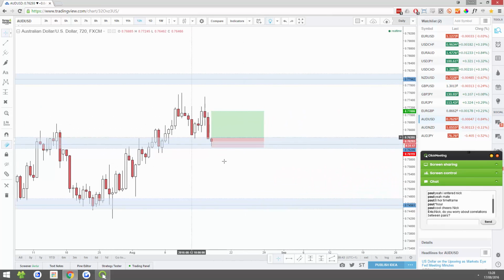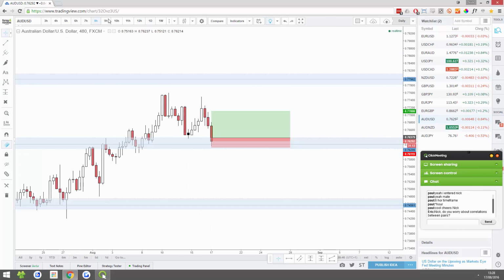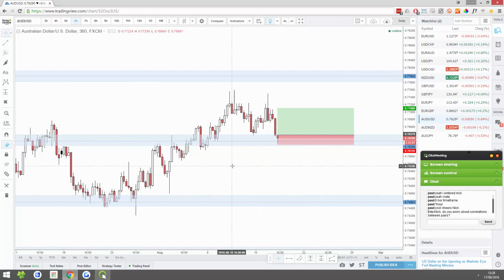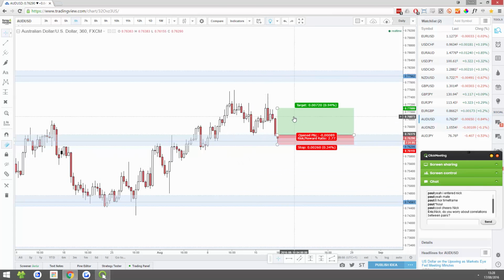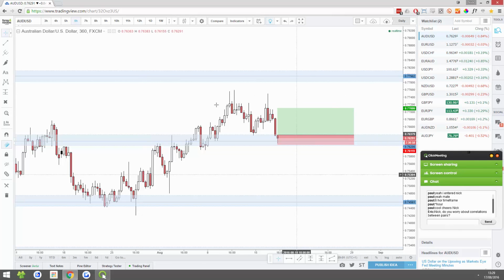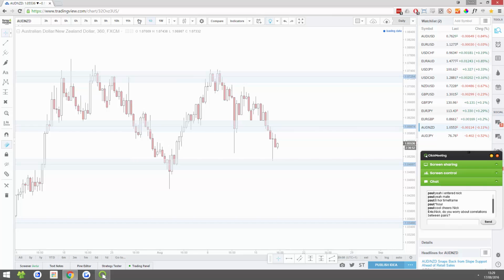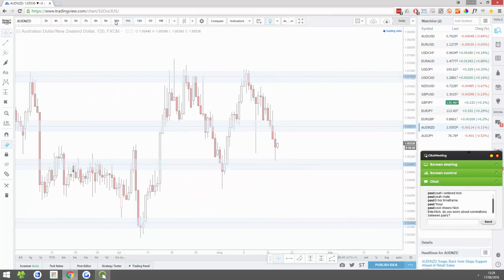It has potential. I'd want to see how it closes on the 12-hour. Maybe, no, 8-hour, no. Maybe even the 6-hour. It might be worthy of a 6-hour trade. I don't know. It's definitely worth watching. It's something I'm going to keep an eye on, both the 6-hour and the 12-hour, and see how it plays out. AUD New Zealand is in between two support resistance areas.